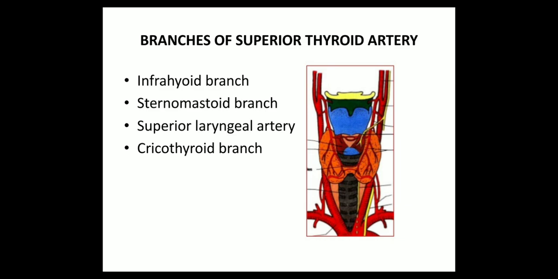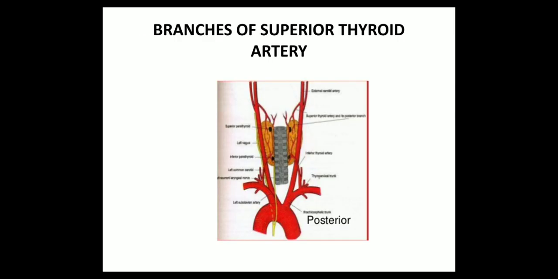The cricothyroid branch crosses the cricothyroid ligament and anastomoses with its counterpart of the opposite side. The glandular branches go to the thyroid gland, one of which anastomoses with its fellow of the opposite side along the upper border of the isthmus of the thyroid gland. The posterior branches are small and unnamed.